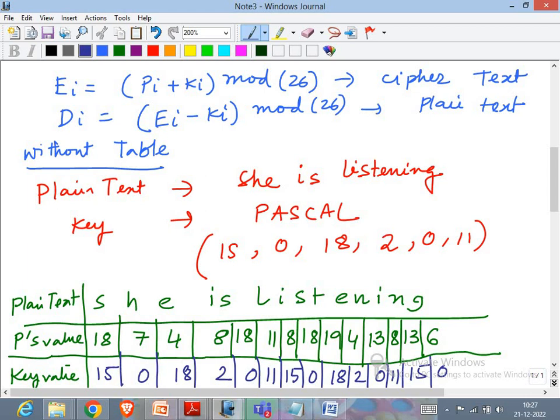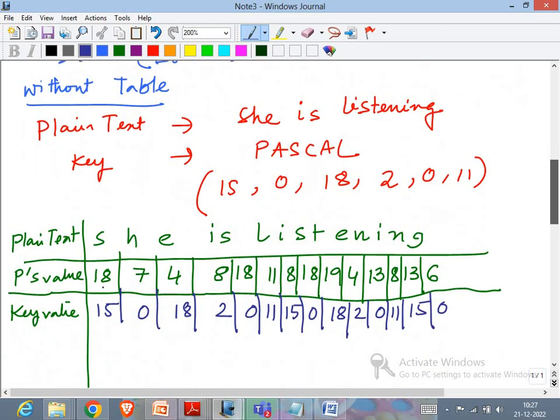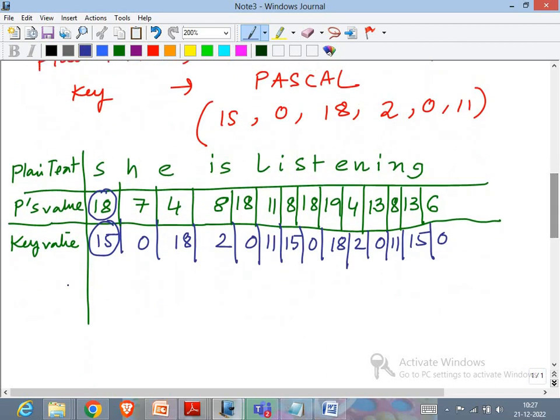Simply what you can do, you have the Pi. What is Pi? 18. What is Ki? I means here first element. That's why I has been mentioned. So you have 15. So what you have to do? 18 plus 15 mod of 26. Whatever the residue you are getting, you have to mention back to the table once again. So I'll write that as the cipher value. C value indicates cipher value. So can you quickly tell me 18 plus 15 mod of 26? 7. So I'll fill it up.